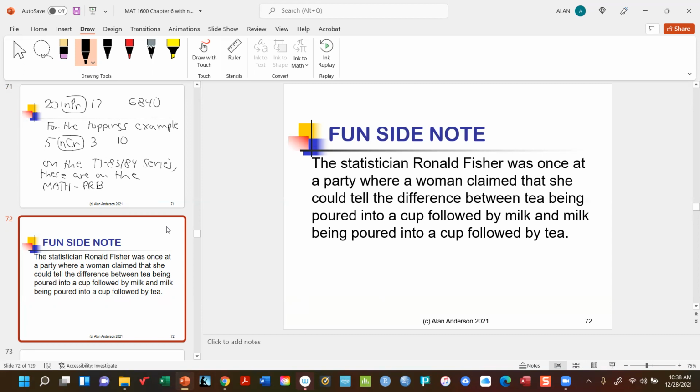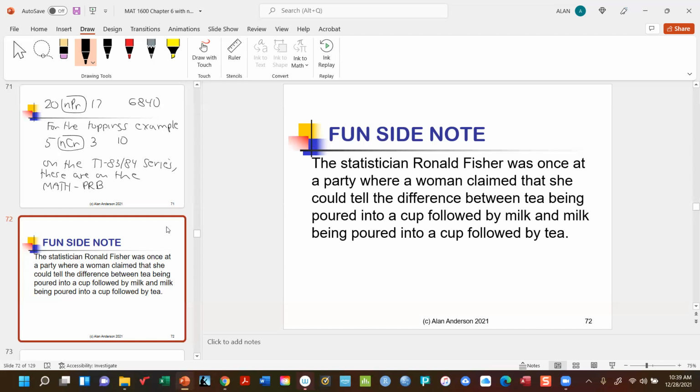The other people at the party were skeptical. They all said, well, how could she possibly tell the difference between tea first followed by milk, or milk first followed by tea? So Ronald Fisher, being a statistician, decided to have fun with this. He decided, why don't we conduct an experiment? He had the waiter go back into the kitchen and pour out 8 cups of tea, where half of them had the milk poured first and half of them had the tea poured first. Then he would bring them out, and the lady would taste each one of them and announce whether the tea was poured first or the milk.